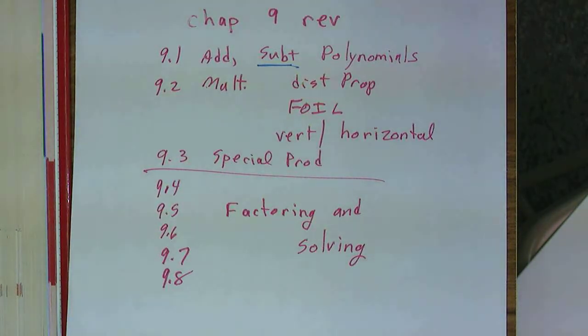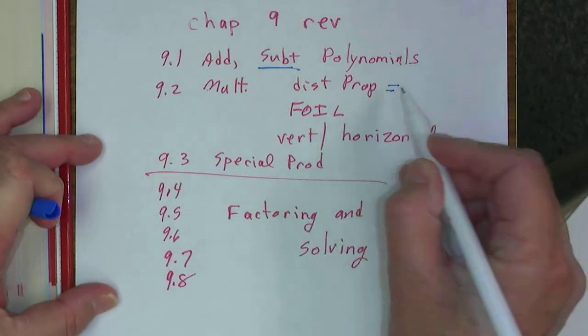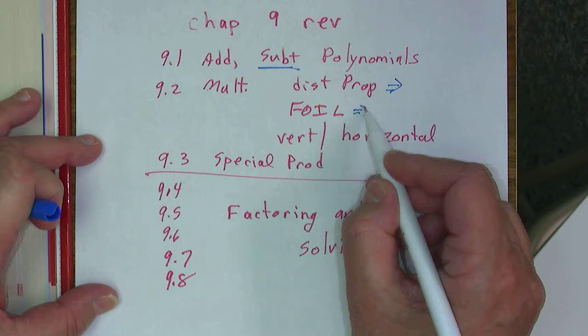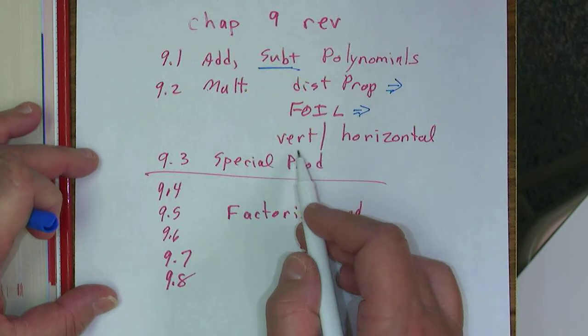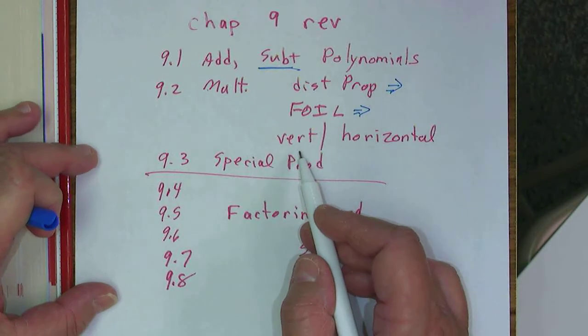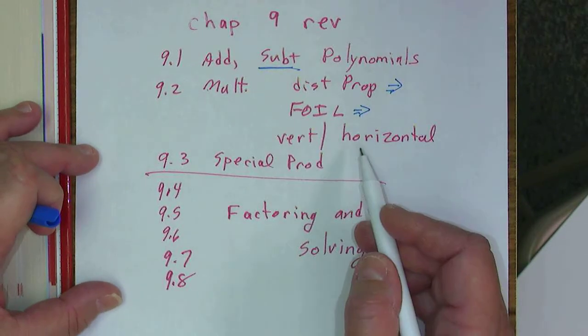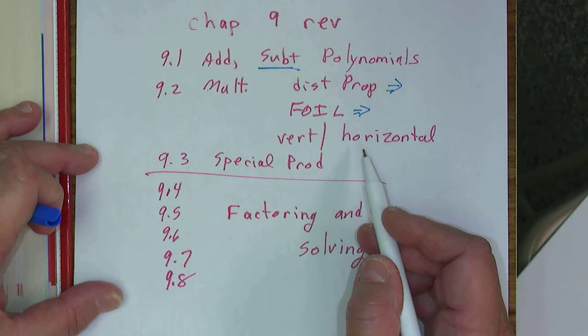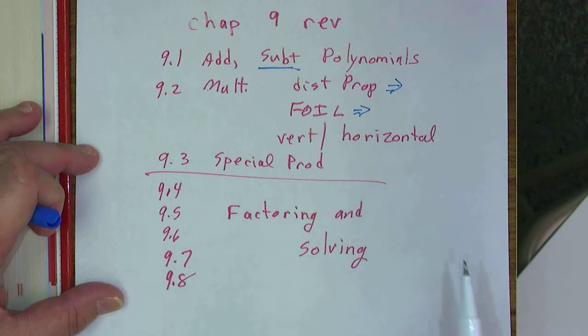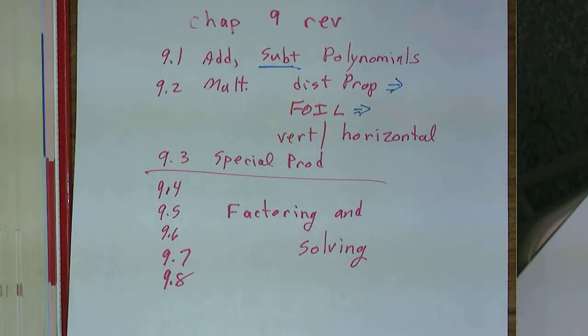9.2 was multiplying polynomials. We had where we just multiply a monomial, which would be the distributive property, multiplying two binomials, which is FOIL, and then multiplying a binomial times a trinomial or polynomial with more than three terms. We call it vertical or horizontal multiplication. And then multiplying special products, which was the sum and difference or squaring a binomial.